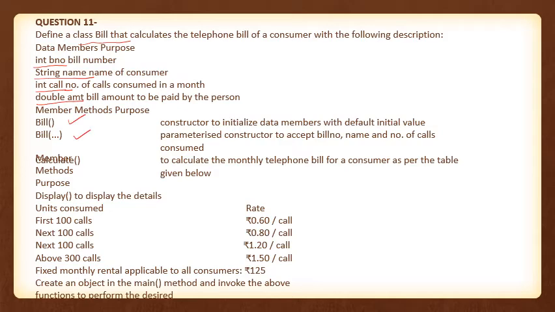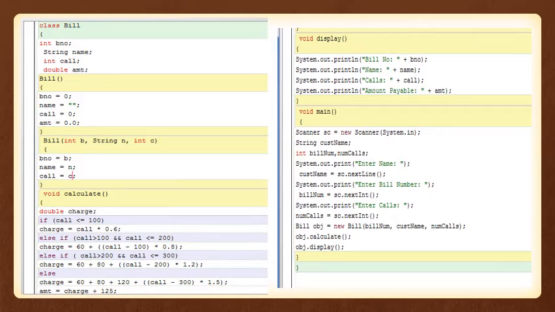Again, the Bill parameterized constructor to accept the bill number, name and number of calls. Calculate, to calculate the monthly telephone bill as per the conditions given. Create the object in the main method and invoke the functions. Let's see. First define the class Bill, then define int BN and all the data members. Then define a default constructor, user defined.